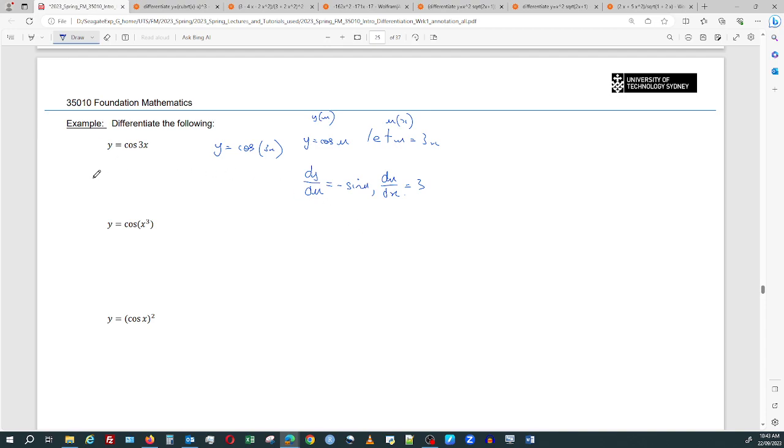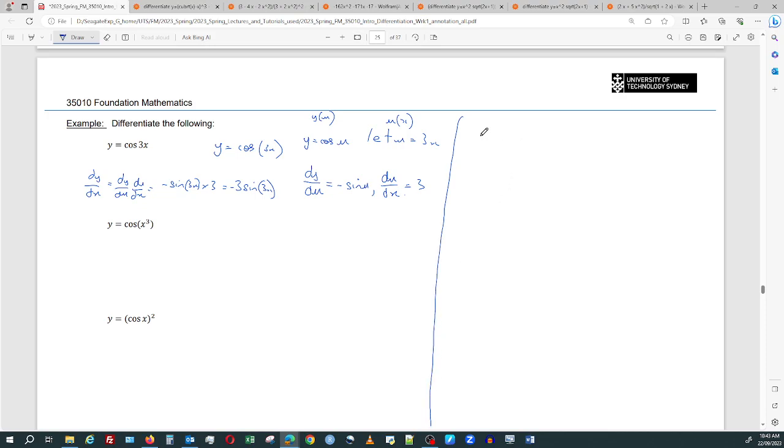So put them together, and dy dx is going to be dy du times du dx, which is going to be minus sine u, which itself was 3x, times 3. So we're going to get minus 3 sine 3x. Now the temptation is to use a shortcut. I strongly advise you not to do that.